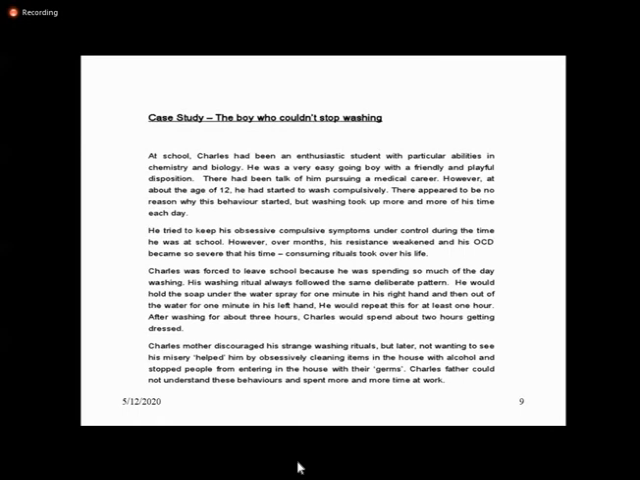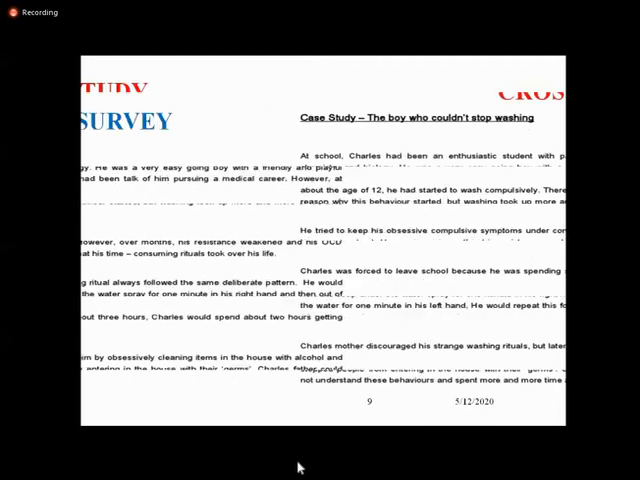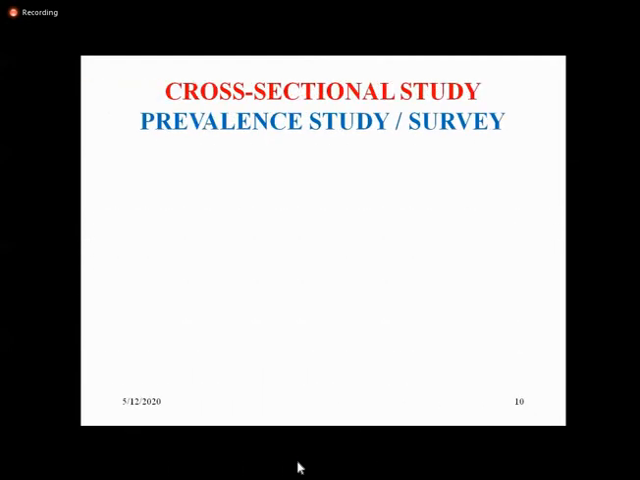This is the example. We will discuss it later. Then the next descriptive study is the cross-sectional study.